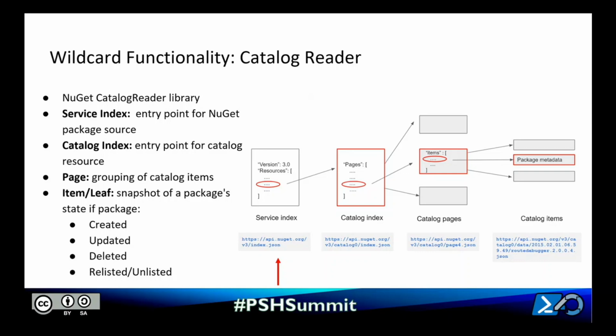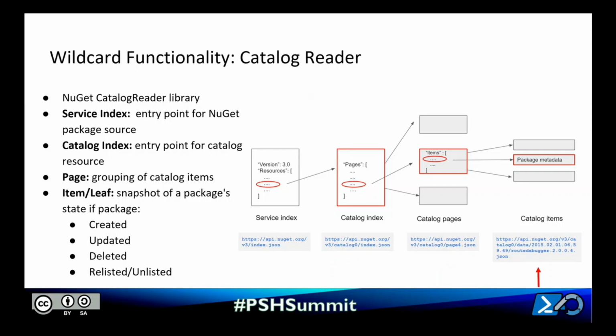From this document, I can find the URL to the catalog resource, called the catalog index if it's been listed. So I use the catalog index to reach the catalog resource. Again, the catalog resource is just a document containing a chronological listing of pages. And each page contains a group of catalog items that were recorded between certain timestamps.